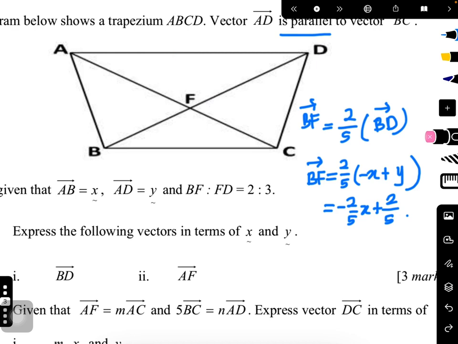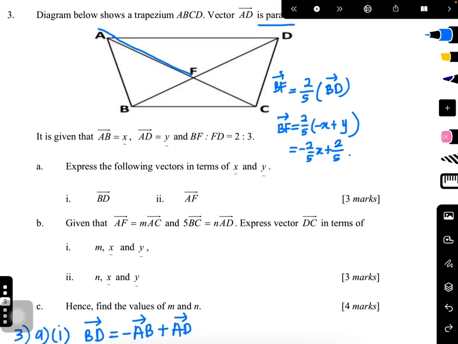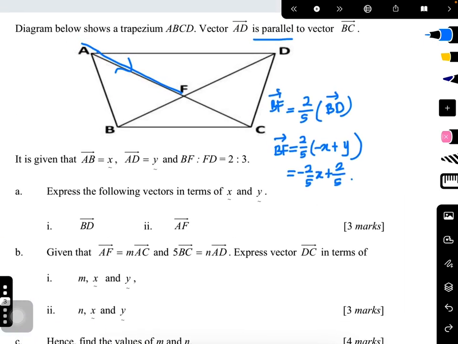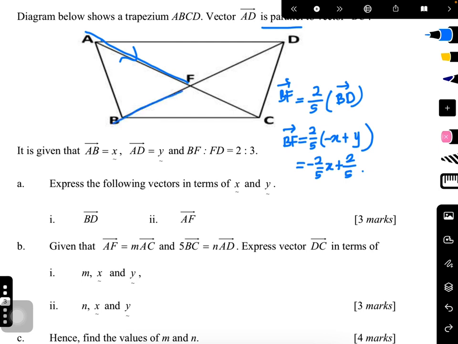Okay, let us find AF. AF is here. But how can we find AF? We need some way. Okay, this is the way. Why I choose this way? Because only this way gives us the value.